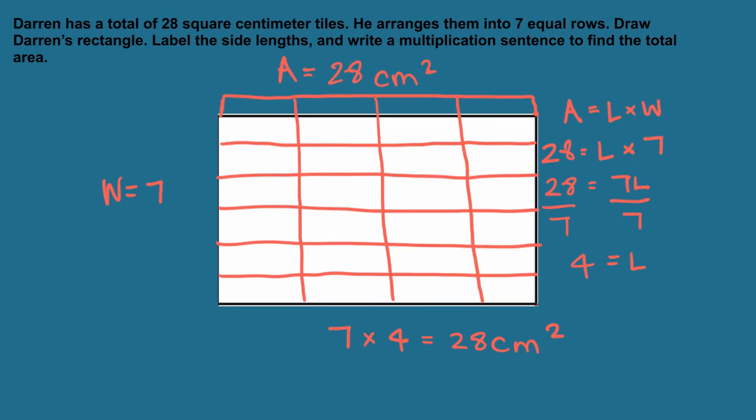So 1, 2, 3, 4, 5, 6, 7, 8, 9, 10, 11, 12, 13, 14, 15, 16, 17, 18, 19, 20, 21, 22, 23, 24, 25, 26, 27, 28. And there we go. That is how you figure out the area of a shape by forming rows and columns, and also with the equations that you can use to check your answers.